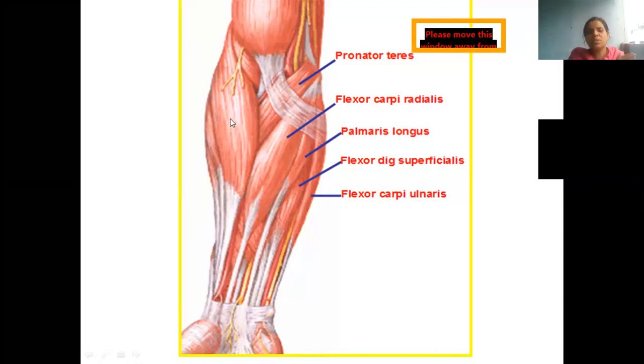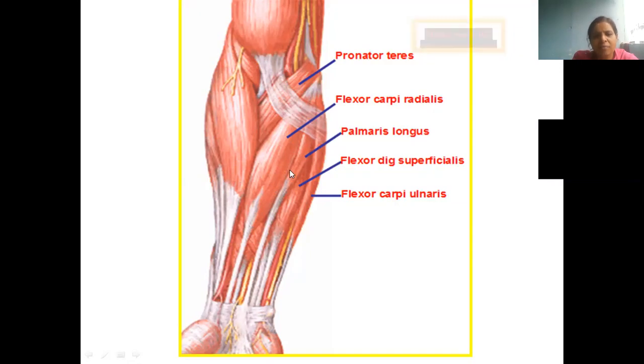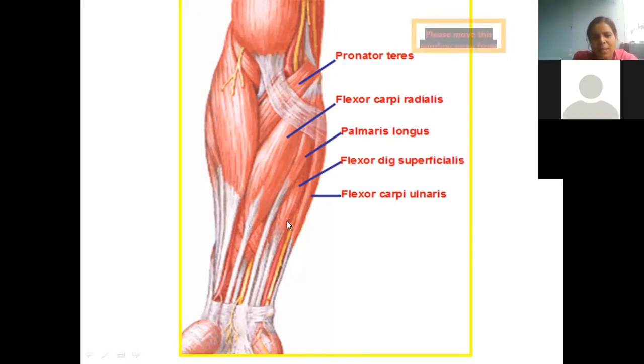Brachioradialis is a muscle which is moving towards the posterior compartment, that is the extensor compartment of the forearm. When you studied the cubital fossa, we came across the name of this muscle. This is pronator teres. We have flexor carpi radialis, palmaris longus, then flexor carpi ulnaris and flexor digitorum superficialis. All these are the muscles we see in the superficial compartment.